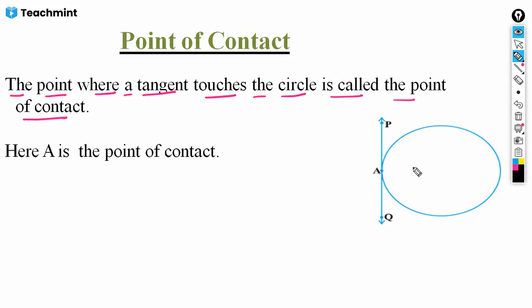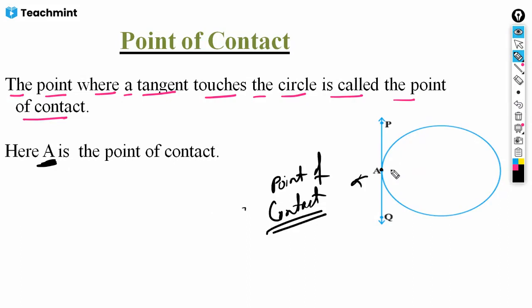We call this point the point of contact. What do we call it? It is the point of contact. So here he is mentioning that in this diagram A is nothing but the point of contact.